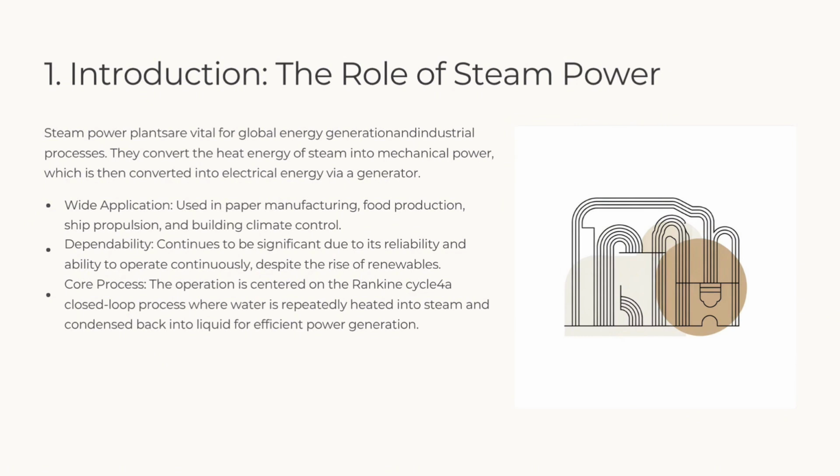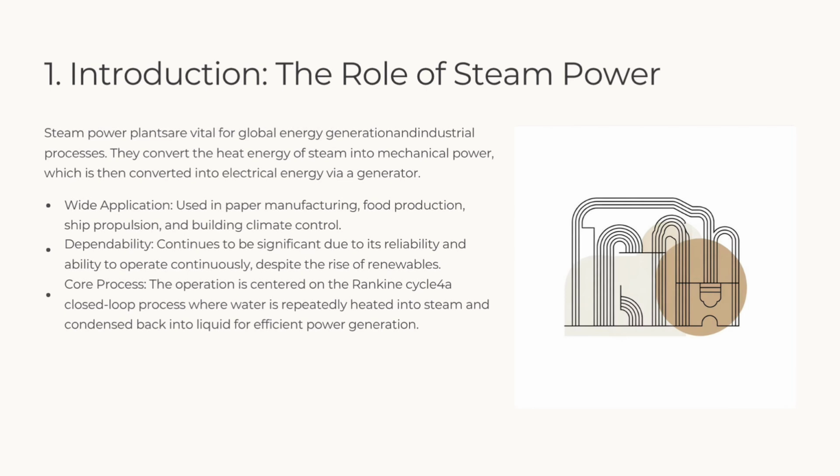Good morning, everyone. To begin our presentation, I would like to introduce the role of steam power in energy generation and industry. Steam power plants play a vital role in global energy production as well as various industrial processes. Essentially, they work by converting the heat energy of steam into mechanical power, which is then transformed into electrical energy through a generator. Now let's look at a few key points about steam power.